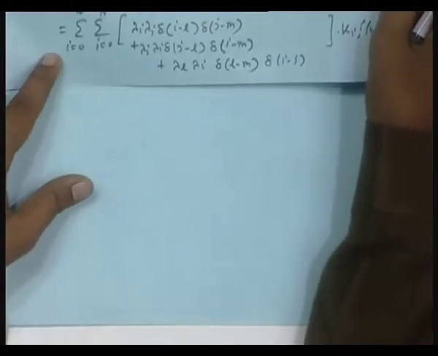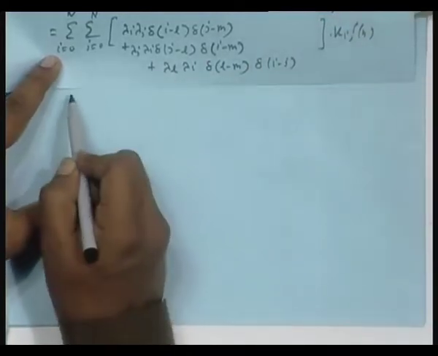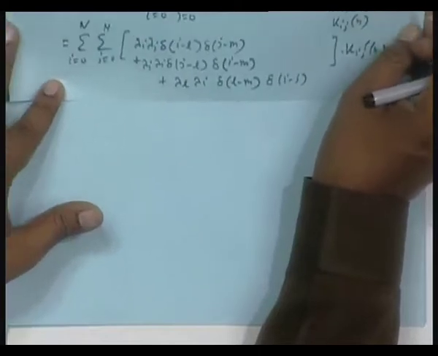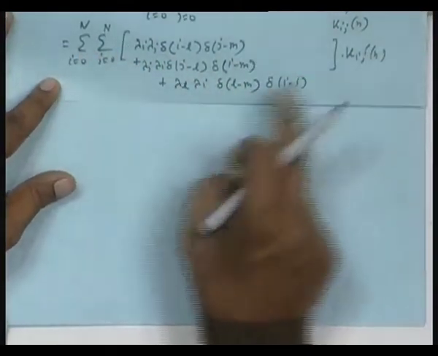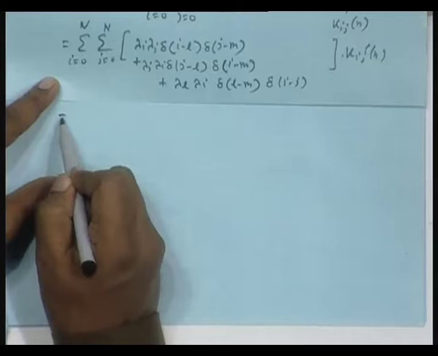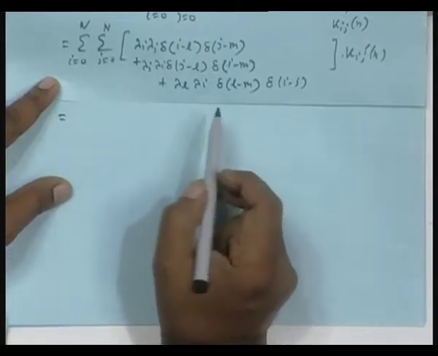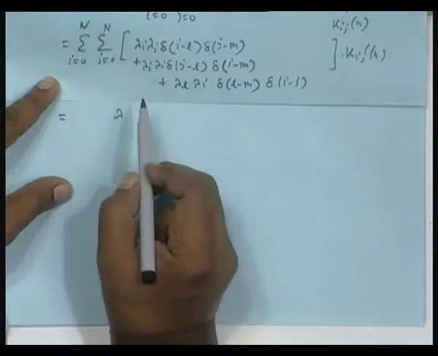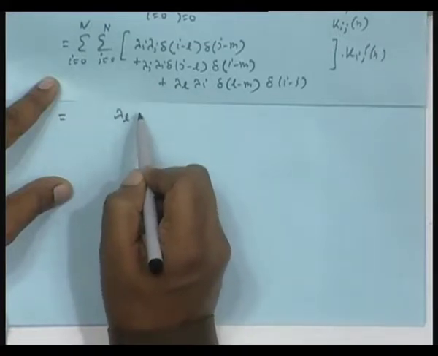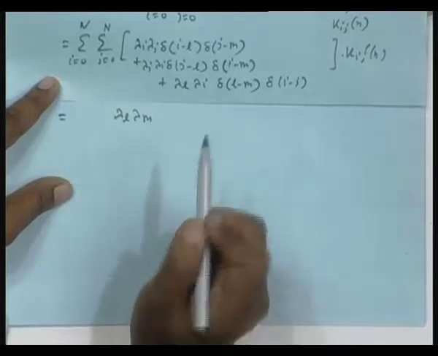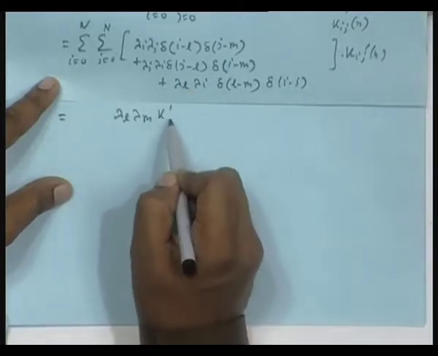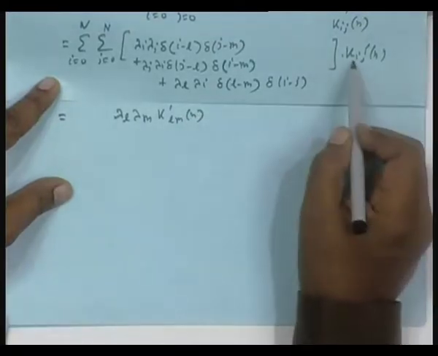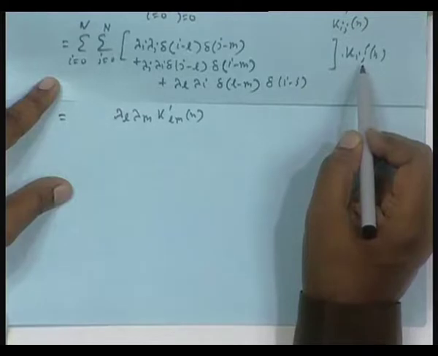That means one term will be, can you see this? You can see this line, right. So, one term will be lambda L lambda M k prime L M n, fine. That is for i equal to L, j equal to M.